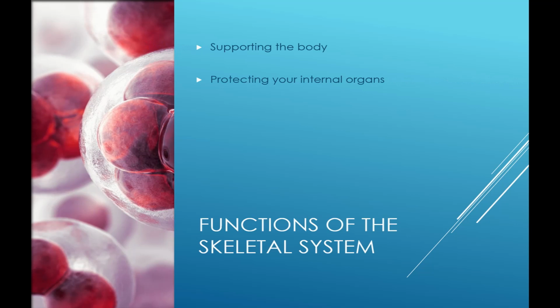Protecting your internal organs, I think this one is actually quite self-explanatory. We have the cranium, for example, which protects the brain, and we have the ribs, which protect the heart, the lungs and the vital organs around that area, and of course we have the spinal cord, which is protected by the vertebrae.